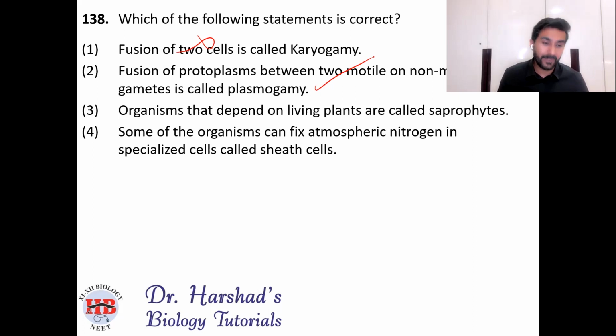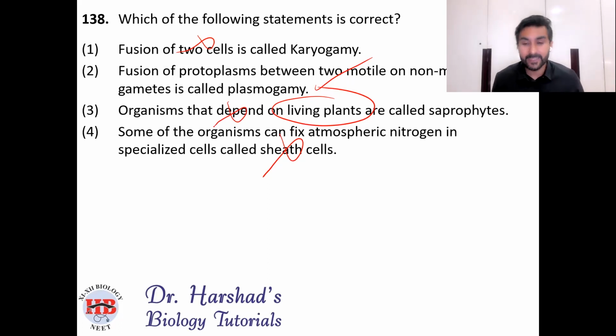Organisms that depend on living plants are saprophytes. Wrong. They depend on dead organisms. Some organisms can fix atmospheric nitrogen with specialized cells called sheath cells. Wrong. The cells are called heterocysts. So obviously, statements 1, 3, and 4 are wrong. Statement 2 is correct, and that would be our answer.